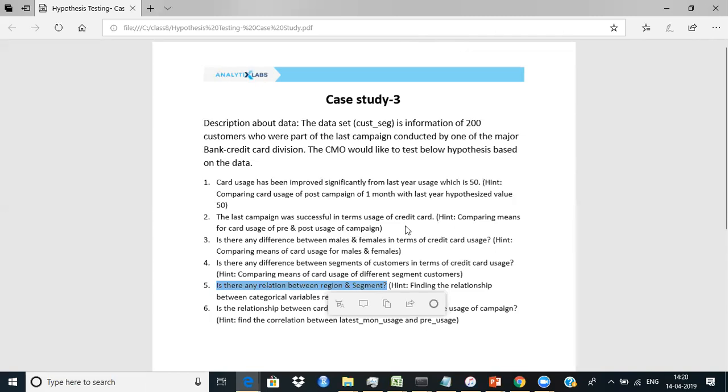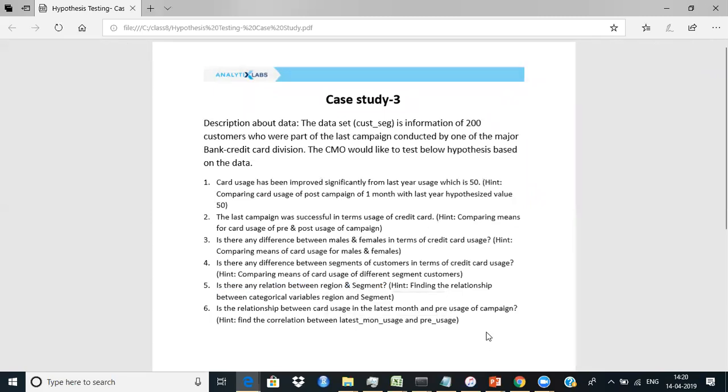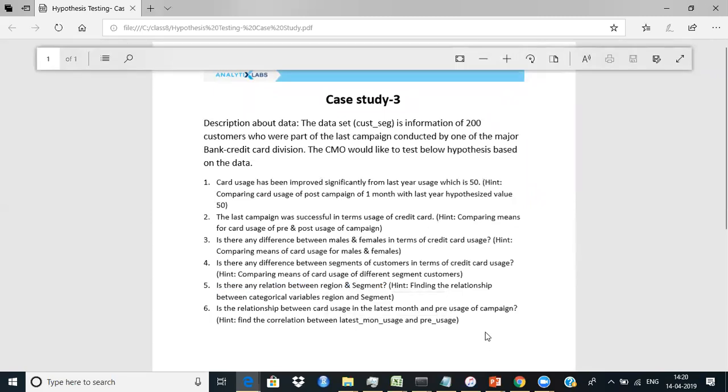Okay, so here we need to find the relation between the region and segment, like in which region which segment is more popular or less popular. Exactly. So basically this is saying: are region and segment independent of each other, or is there any dependency with each other? For example, is it happening that in certain regions, certain segments are more popular, or vice versa? So we are basically trying to identify the relationship between two variables.